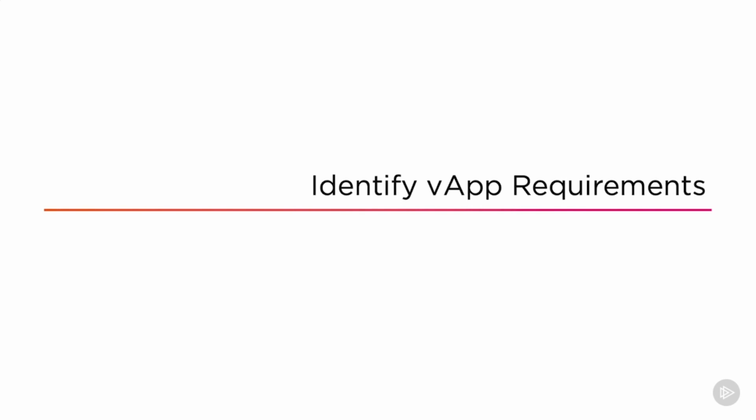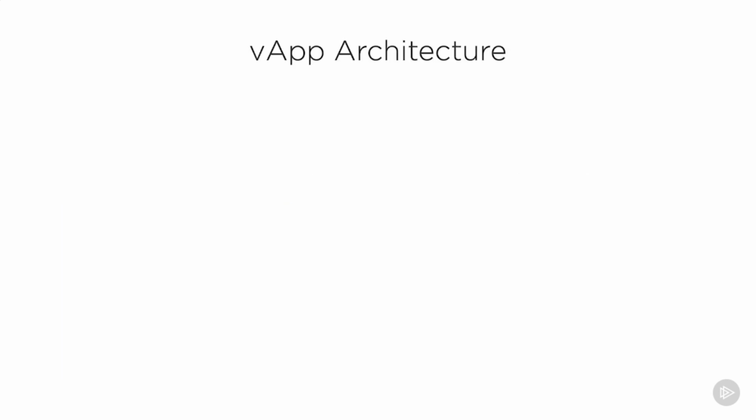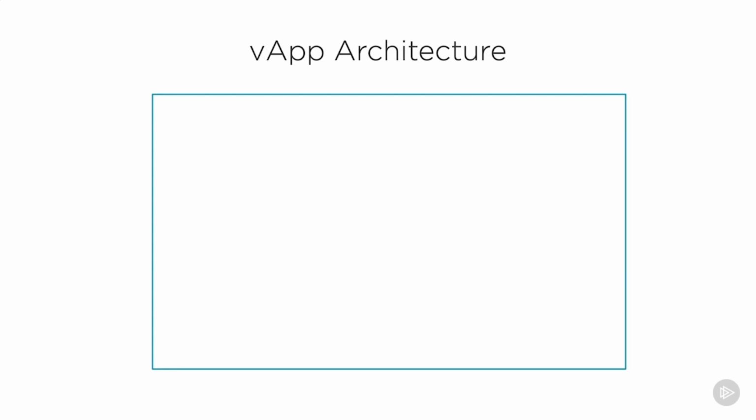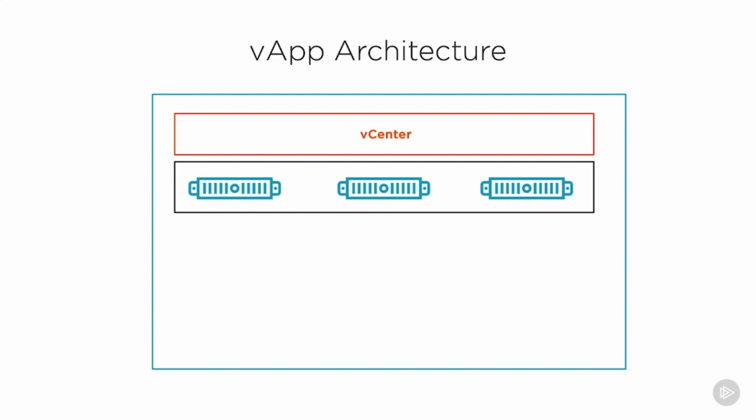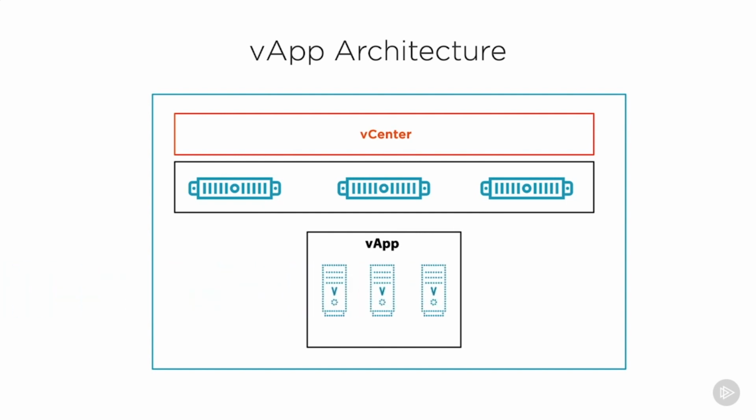Before we start creating and deploying vApps, it's important to understand exactly what a vApp is and what the requirements are to use it. If we look at a simple vSphere architecture diagram here, let's say that we have three hosts managed by vCenter in a cluster. We can deploy a vApp that we either create or download from the internet or a solution provider.